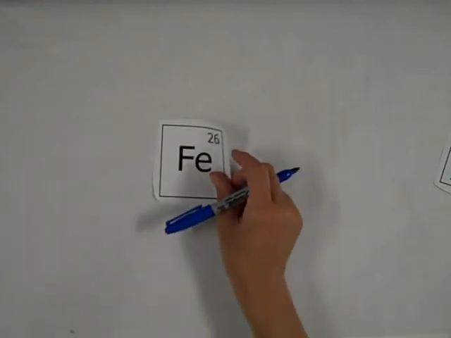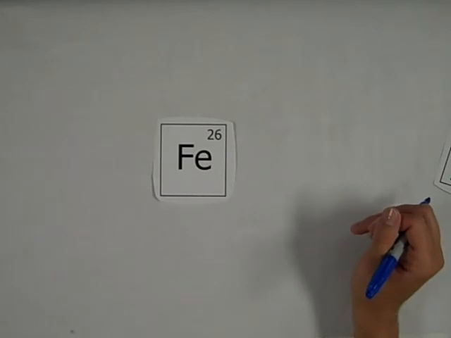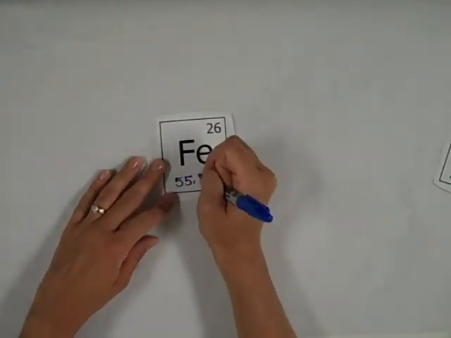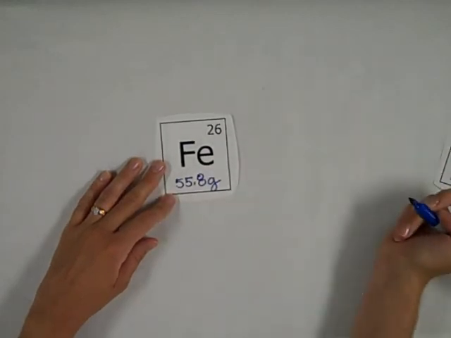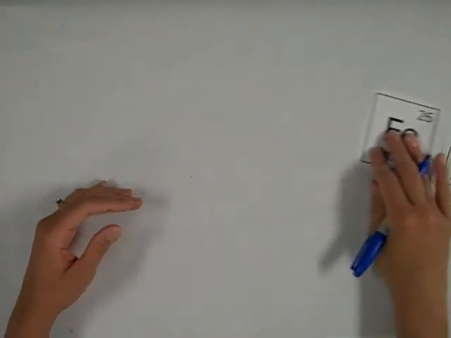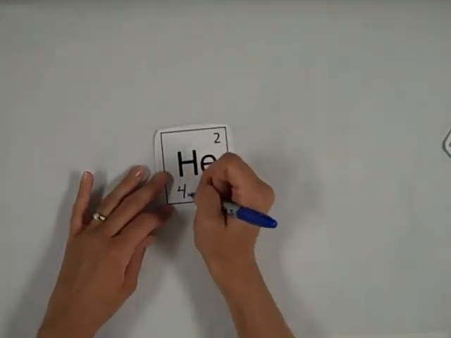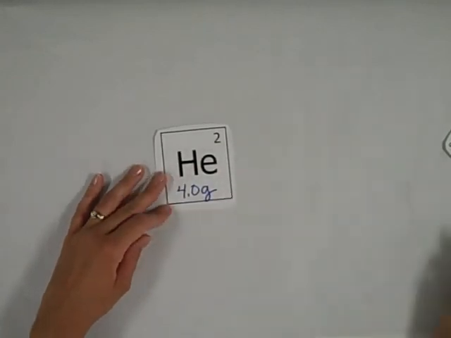Here's another example. Let's say we had iron, atomic number 26. 1 mole of iron would weigh 55.8 grams. Okay? If we had 1 mole of helium, the atomic mass of helium is about 4, so 1 mole of helium would weigh 4 grams.